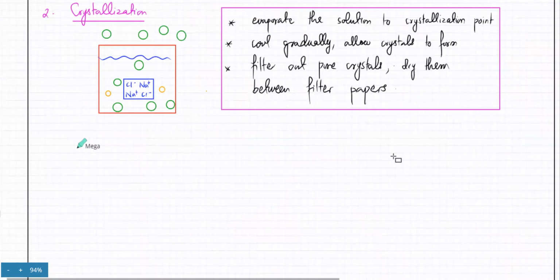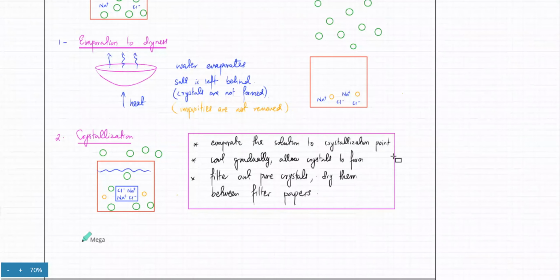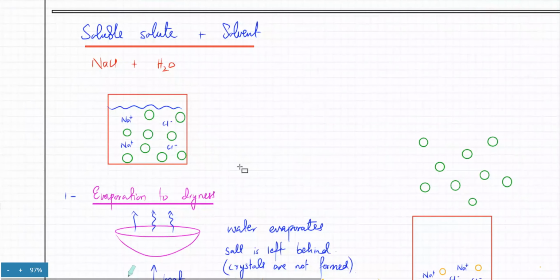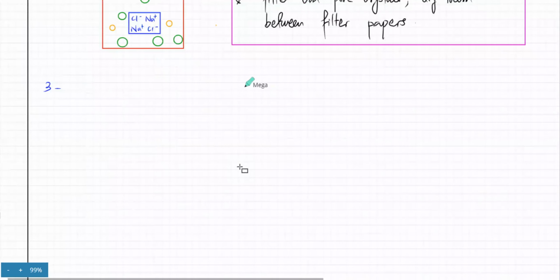So just remember, you can evaporate to dryness, and you can obviously crystallize. Crystallization is better. Can anyone tell me a third way of separating salt and water? Any idea? There are two more ways actually. Distillation maybe. Distillation. Okay, so the third one is distillation. This is known as simple distillation.